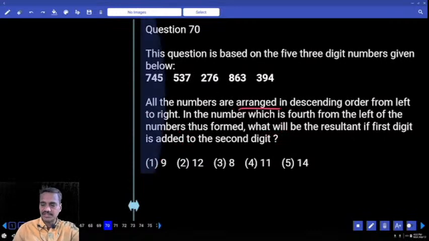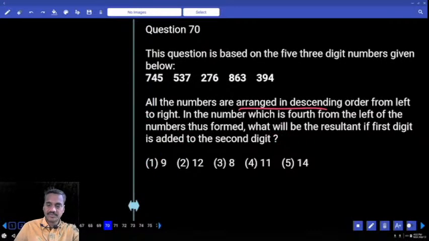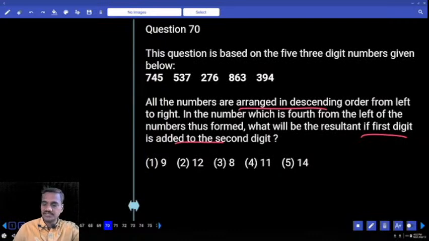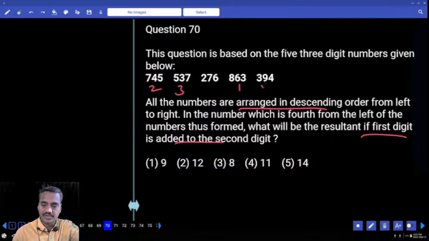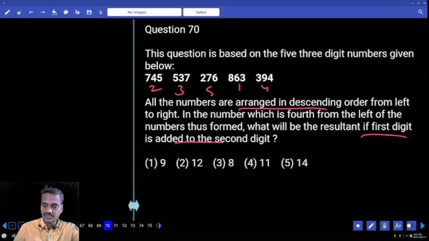All the numbers are arranged in descending order from left to right. And the number which is fourth from the left of the numbers as formed, what will be the result if the first digit is added to the second digit? Now all the numbers are arranged in descending order. This is 1, 2, 3, 4 and 5. Now in this one, the result if the first digit is added to the second.